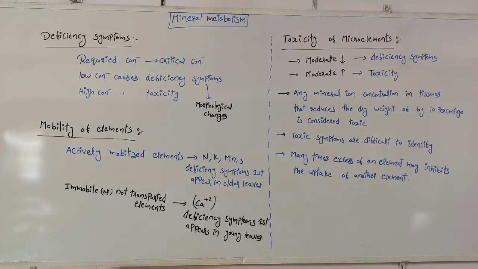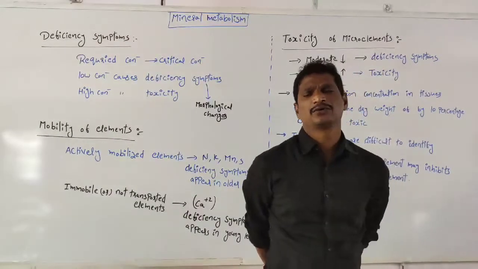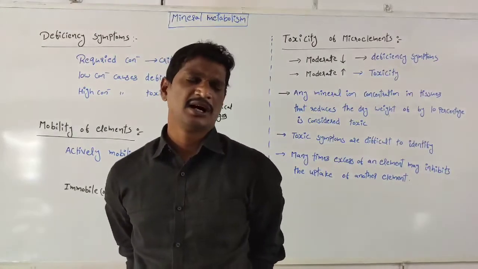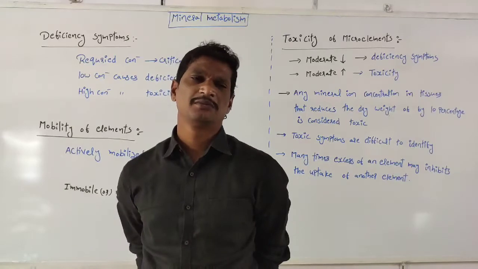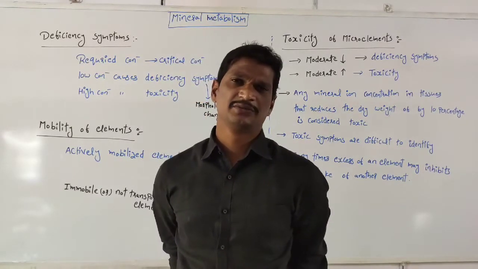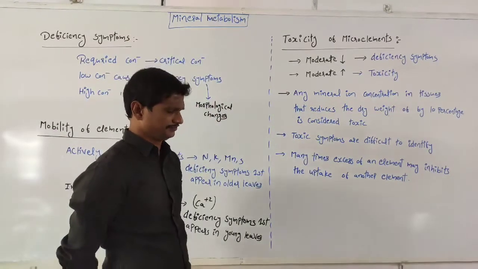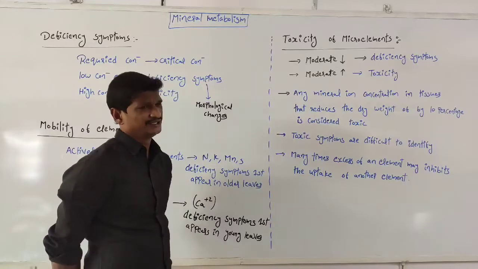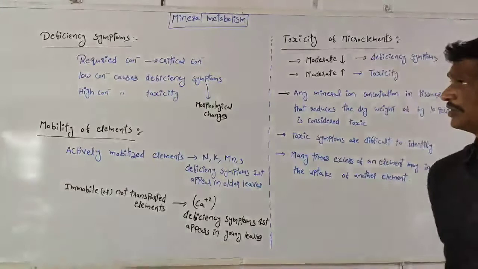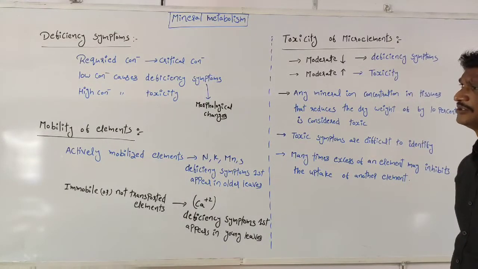Yeah, hi students. In the last class we discussed different types of macro and micronutrients, their functions, and their existence within the plant parts. The deficiency symptoms and the functions we discussed also. That is the last class summary. Coming to this class, we are going to discuss the deficiency symptoms.